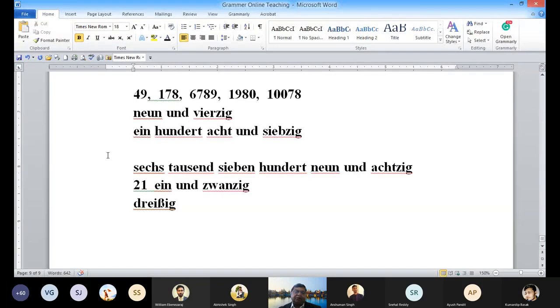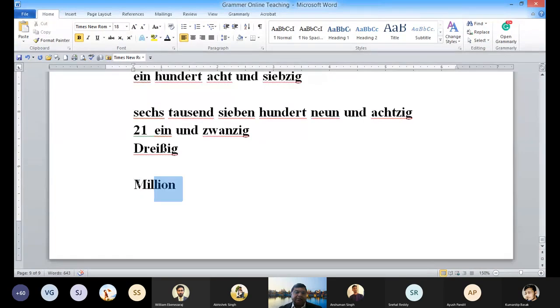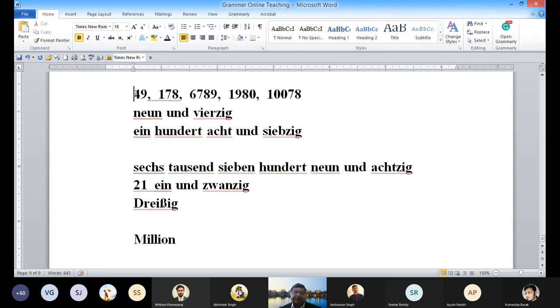And 100 is hundert, H-U-N-D-E-R-T, and 1000 is tausend. And then we also use the word million, M-I-L-L-I-O-N. Million is million. So we are using the international numeric system in German. We don't have lakhs and crores because that is the Indian system. So here you can use hundert, tausend, million and billion, etc. And this is the way we write, this is the way we read.